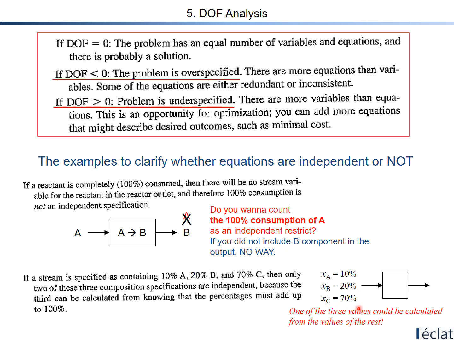I don't think so. One of the 3 values, like 70, could be calculated from the values of the rest. If you know the composition of A and B, like 10% and 20%, you can calculate the 70% for the C component. So in this case, you have 2 independent restrictions or equations, not 3.